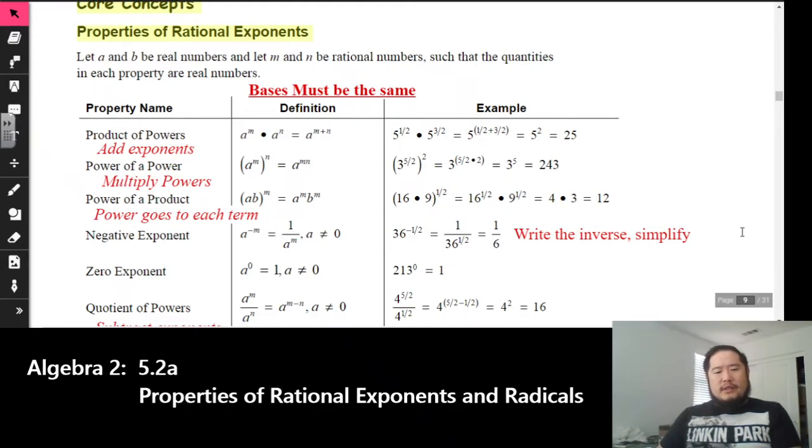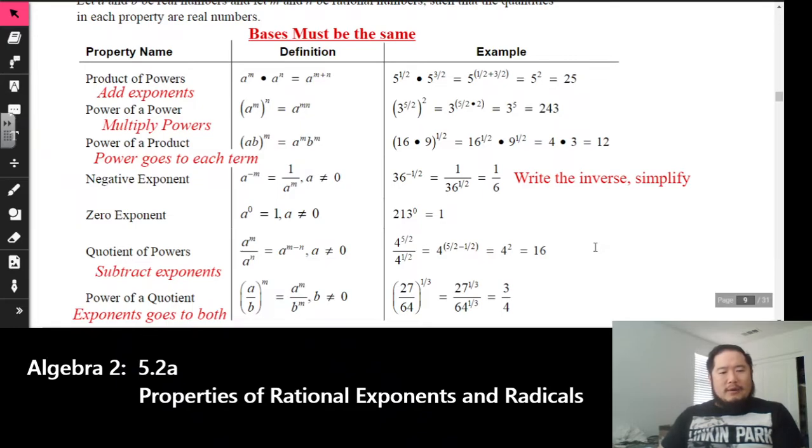Next up, we have the zero exponent property. A to the 0 power is going to be 1. Okay, I can have 1 million to the 0 power. It's still going to equal 1. So there is your 0 exponent. The only time that does not occur is if your base happens to be 0. So if the base is 0, then your answer will not be 1. You'll end up with 0.